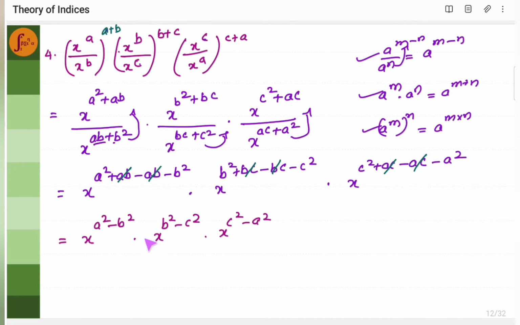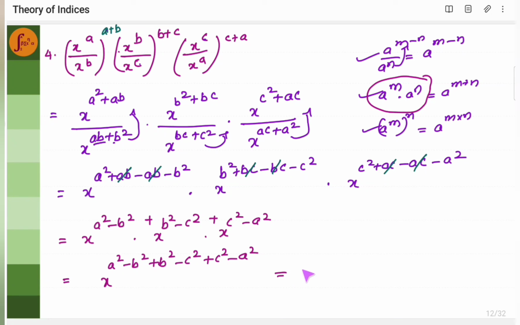a square. Now we'll have to use this second law. Right? As per second law, you have the same bases. This is multiplication law, right? You have the same bases. So we'll add the powers. We'll have to add all these powers. So we'll get x to the power a square minus b square plus b square minus c square plus c square minus a square. So what we will get? We'll get minus b square plus b square will get cancelled. Minus c square plus c square plus a square minus a square. So basically we will have 0. We'll be left with x to the power 0. Anything to the power 0 is 1. So this is the answer.